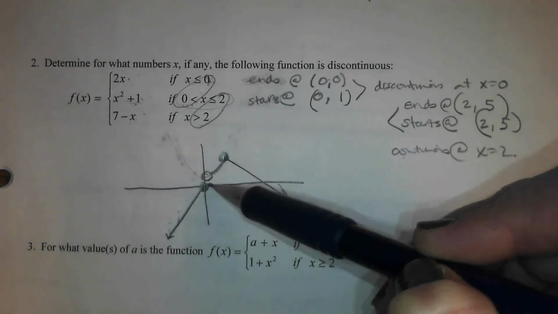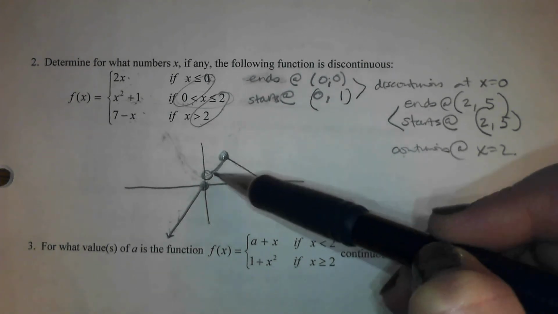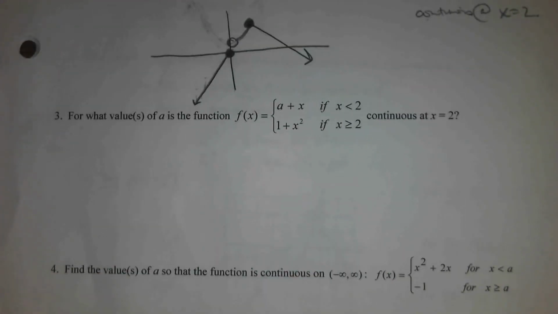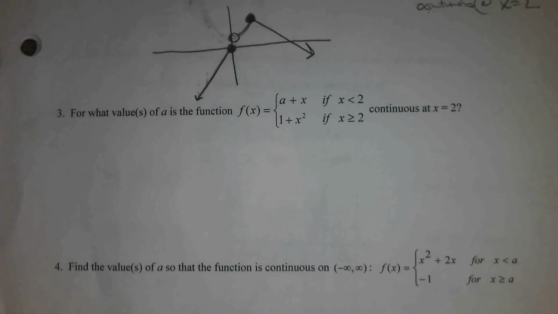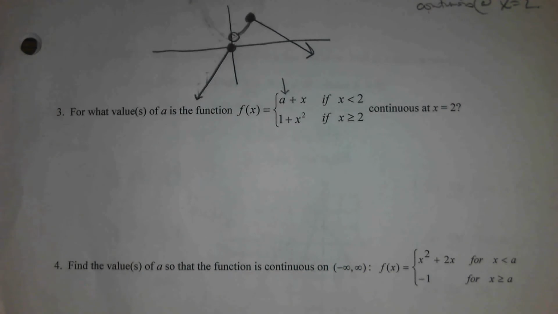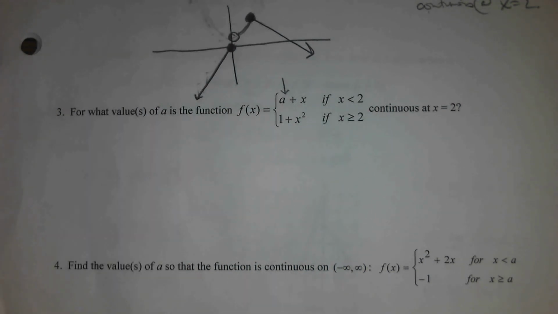When you jump from one image to the other, are you actually jumping, or is one ending exactly where the other one is beginning, maintaining that continuity? Okay? So if you look at 3, it wants to know for what value or values of A will this function still be continuous at 2? So they are essentially telling us to figure out what the A value is going to have to be in order for this to maintain its continuity at 2.